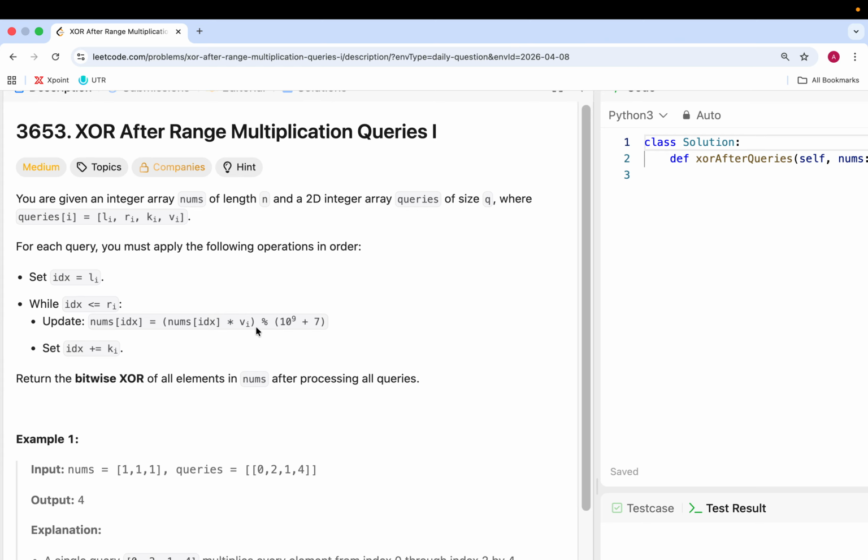v. So this is the value you're multiplying with. And set idx, so you increment idx by k. So left, right, increment, and the value to multiply by. Return the bitwise XOR of all elements after processing all the queries.